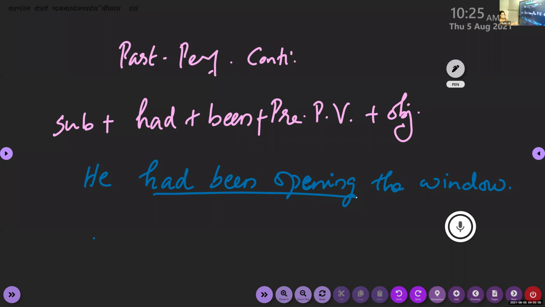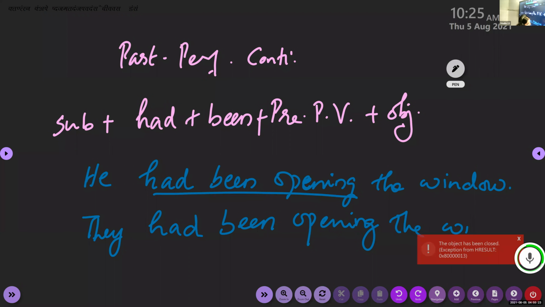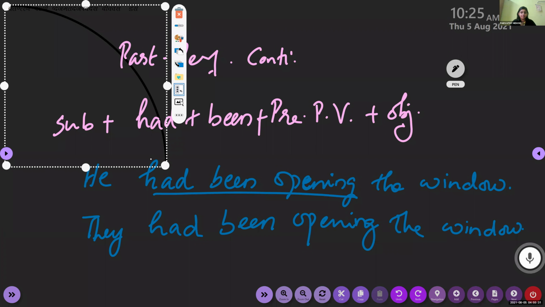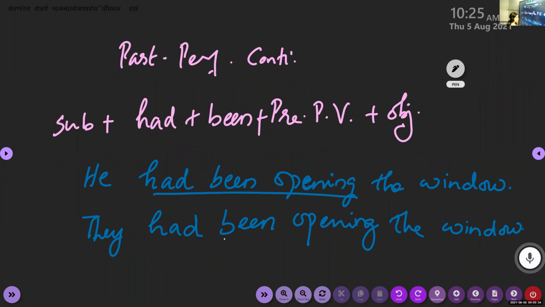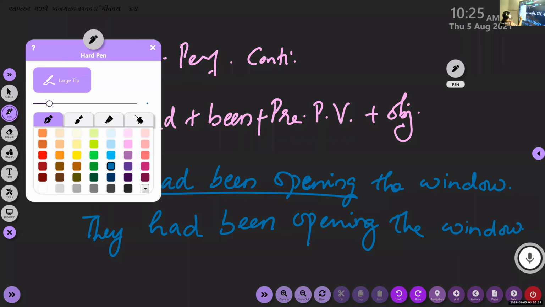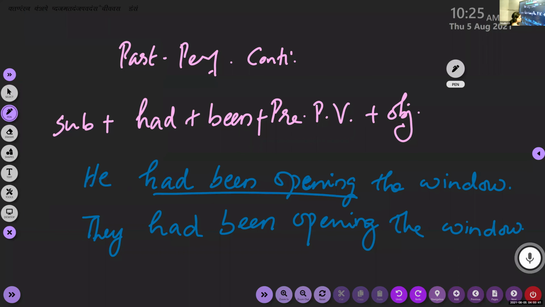Second sentence with a plural subject. They had been opening the window. So finite verb here: had been opening. Okay. Fine. So next sentence, simple future.